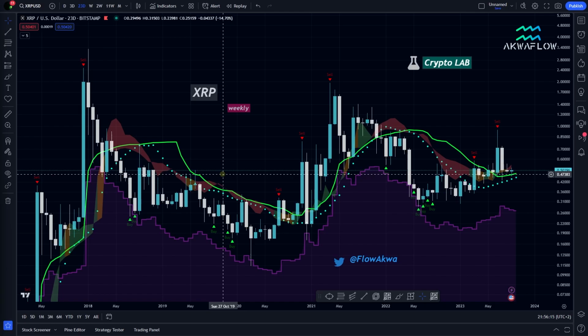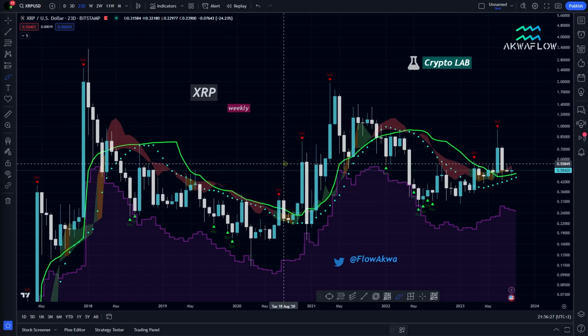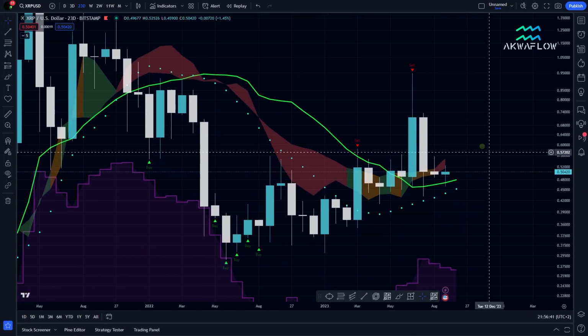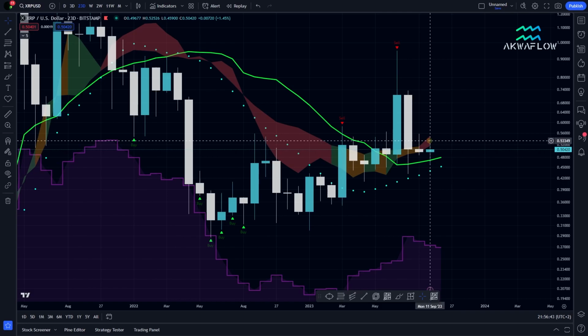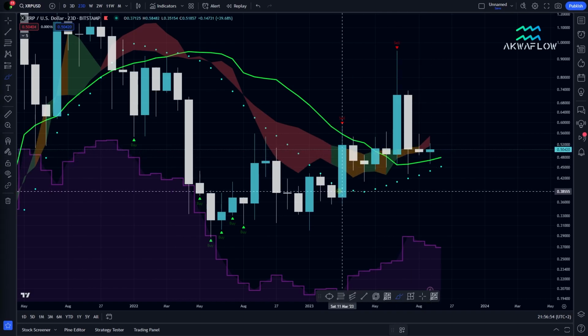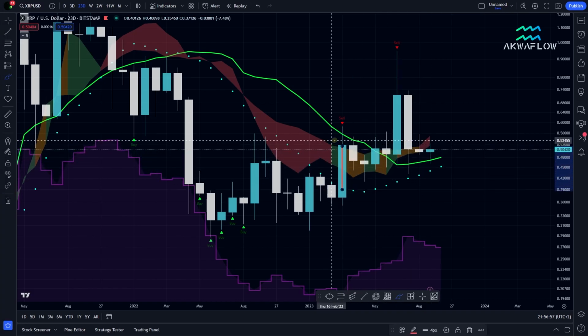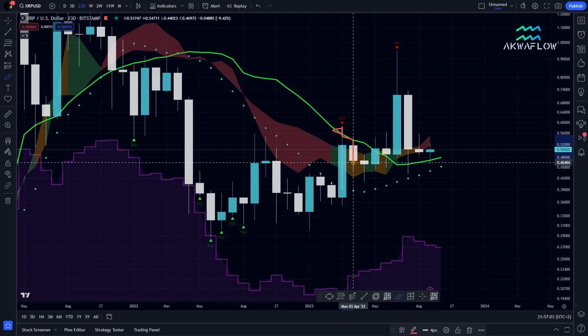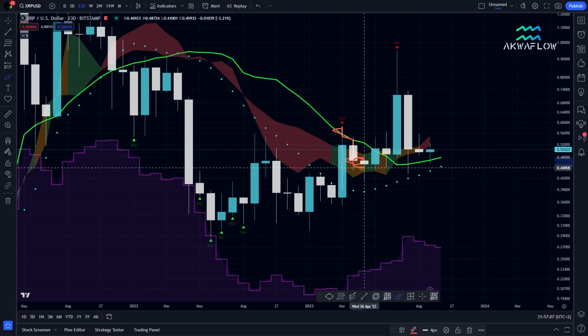In this chart I have bad news and good news. Let's start with the bad news. As you can see, currently XRP is trending below the cloud. You can see that so far we were able to close above the cloud. We retested the green line, right? Then we have a retest of the cloud and we closed inside the cloud. We closed inside the cloud.